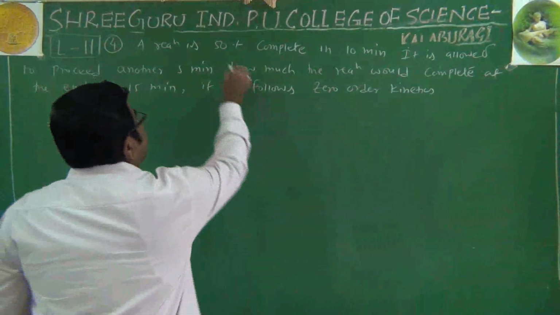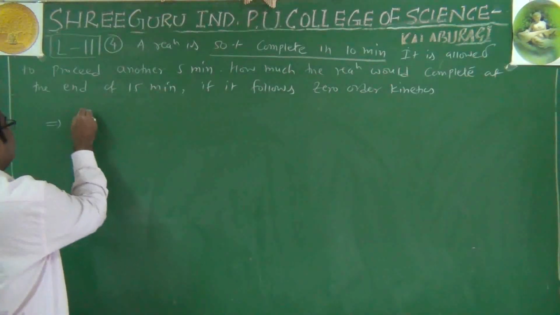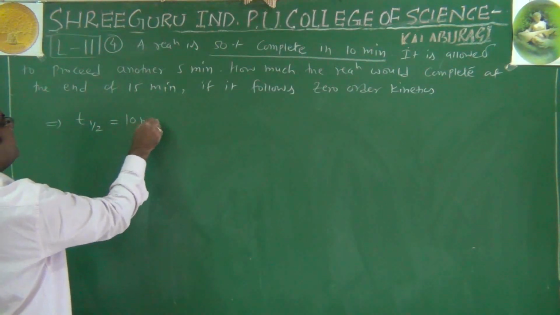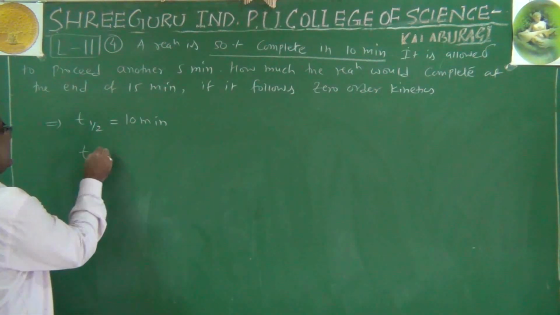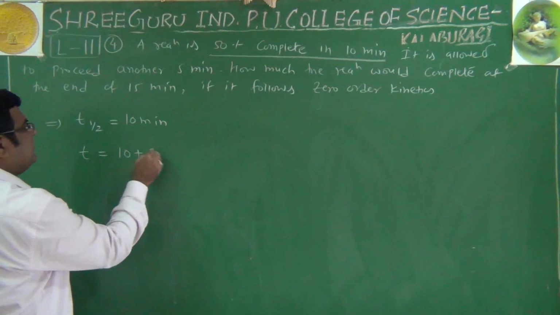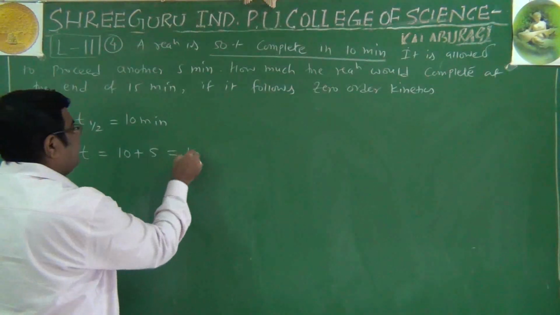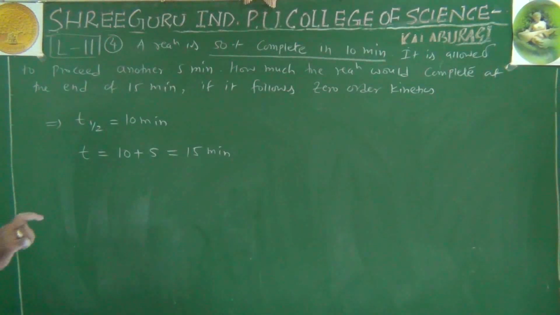Now it is 50% complete in 10 minutes. So they are giving this half-life period, which is 10 minutes. Allowed to proceed another 5 minutes, means time duration of this reaction. Half completed in 10 minutes and then again they allowed 5 minutes to proceed further. So the complete duration for which they have carried out this reaction is 15 minutes.